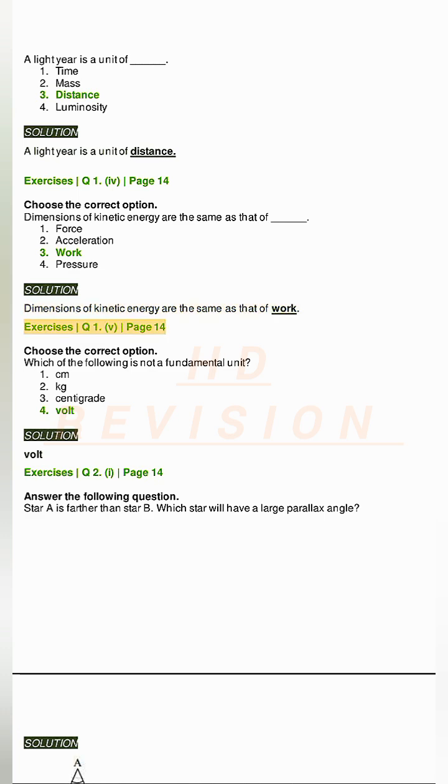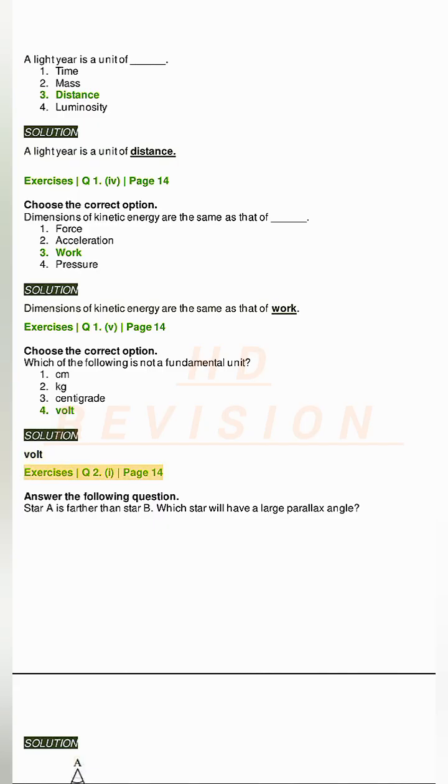Exercises Q1, page 14. Choose the correct option. Which of the following is not a fundamental unit? 1. cm, 2. Kilogram, 3. Centigrade, 4. Volt. Solution. Volt.